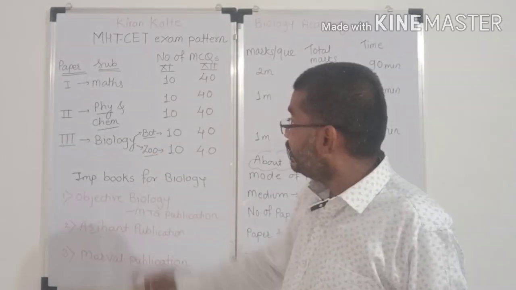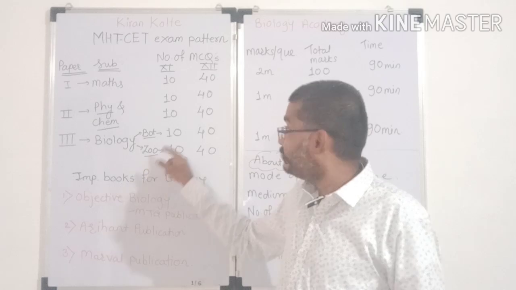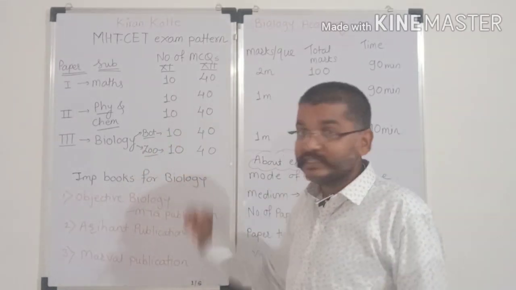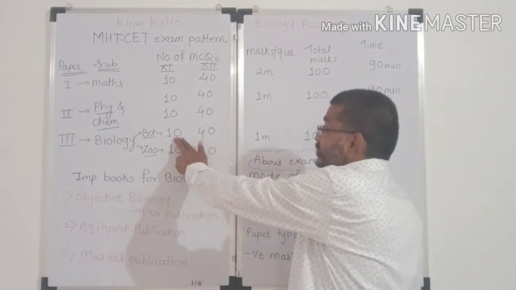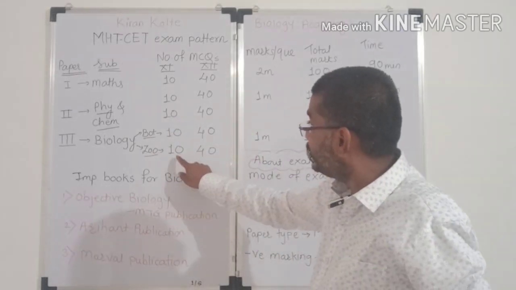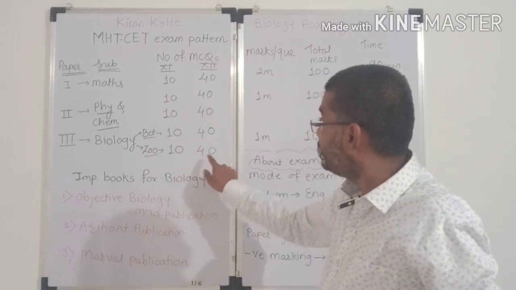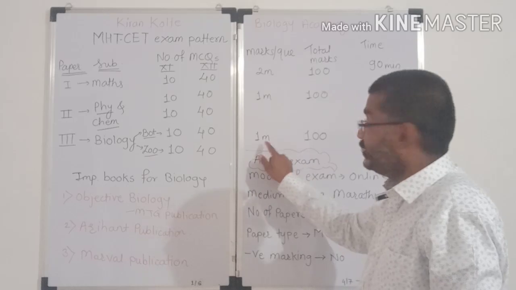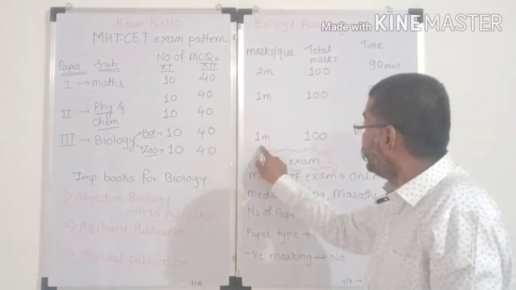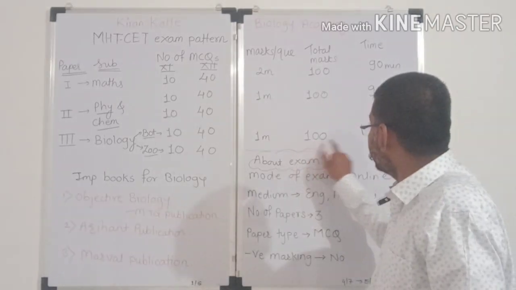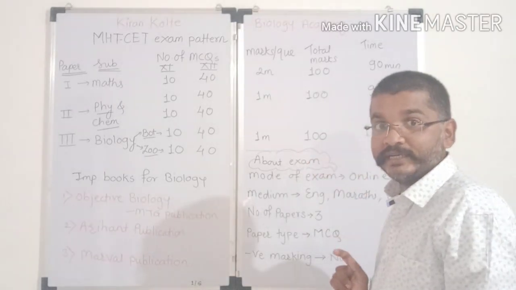For the third paper, which again consists of two subjects, botany and zoology. Botany is the same as physics and chemistry, 10 questions from the 11th syllabus and 40 questions from the 12th syllabus. Same for zoology, 10 questions from the 11th syllabus and 40 questions from the 12th syllabus. So total comes to 100. Each question carries 1 mark. And for these 100 MCQs, again you get 90 minutes.